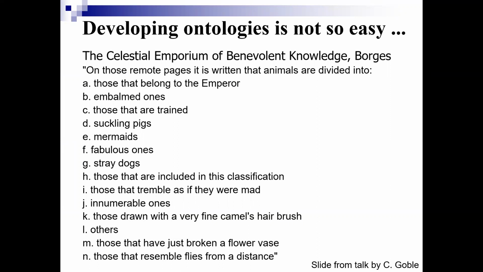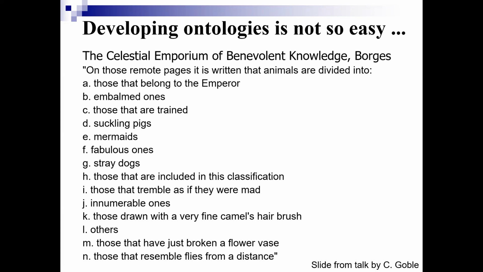And here's an example of a possible categorization of animals, which we find in a book by Borges. Animals are divided into those that belong to the emperor, embalmed ones, those that are trained, suckling pigs. So nothing that is so interesting for current day biologists yet. There are also mermaids and fabulous ones, stray dogs. Those that are included in this classification, yeah, that's great.